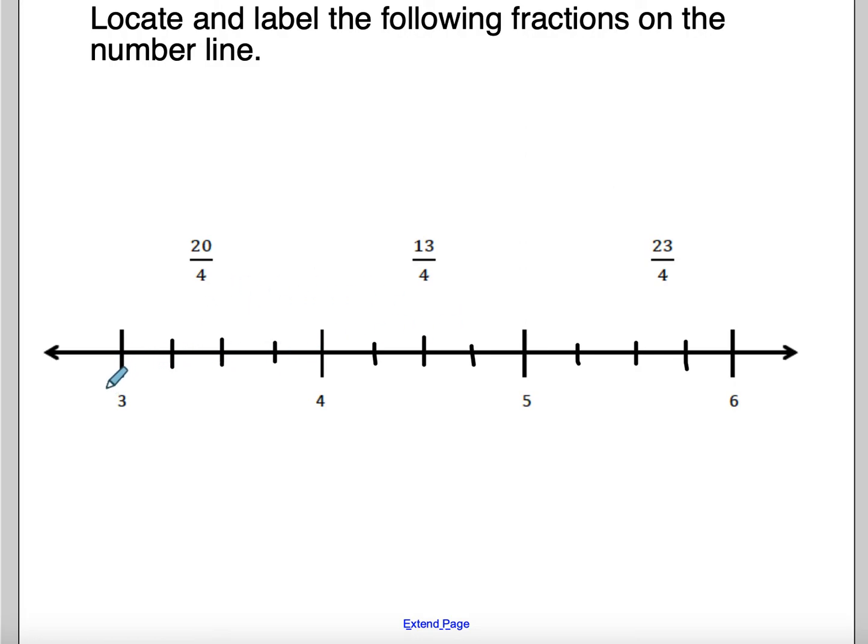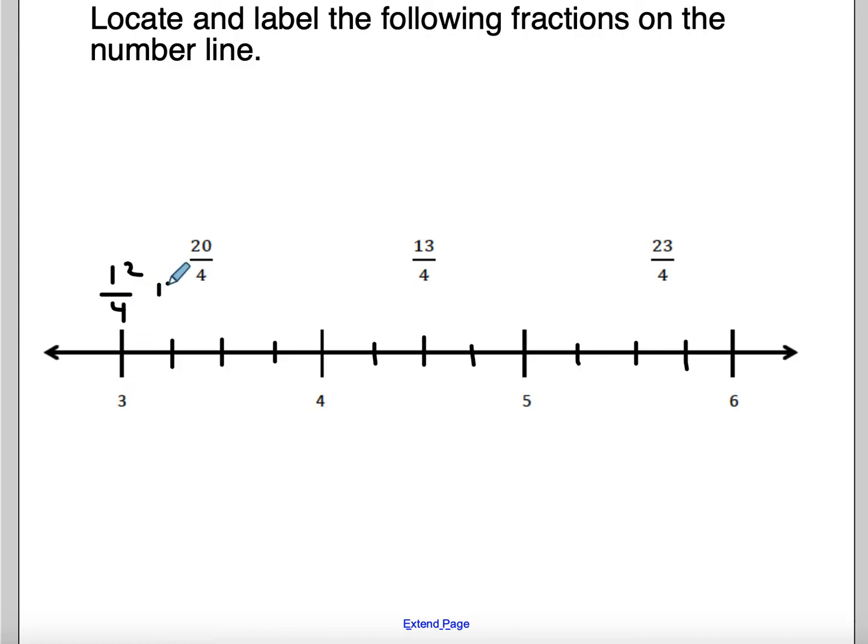Now I want to start at 3 wholes. How much would that be in fourths so that I can place all these other fractions on here? Well, I know that 3 wholes is 12 fourths for 2 reasons. One, because 4 fourths is 1 whole, and 3 wholes would be 3 times as much. 4 times 3 is 12, so 12 fourths. Also, if I think of fractions as division, 12 divided by 4 is 3. So I'm starting with 12 fourths.